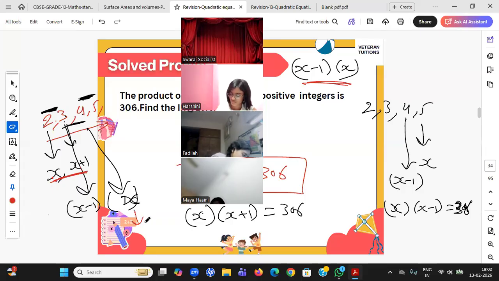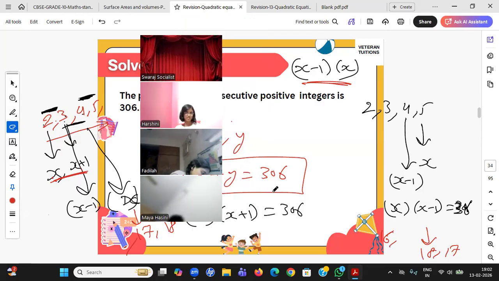Suppose here you are getting 17 and 18. Here you will get 17, you will write 18. Here you will get 18, you will write 17. That's all. You will get the same answer. You try it.